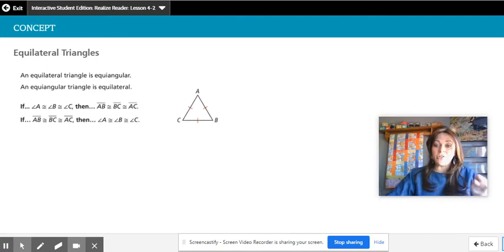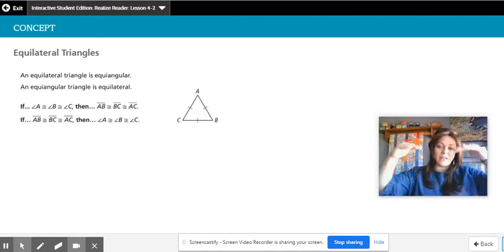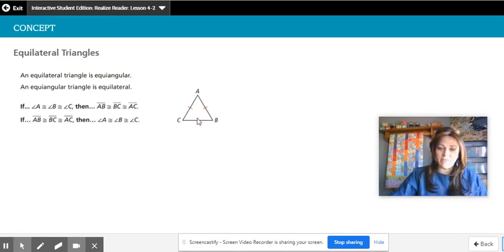Now keep in mind, I'm going to show you this on the next slide. But if I cover this up right here, this little tick mark, let me cover it, that's just an isosceles triangle. And we already know that if the two side lengths are the same, those two angles down here are the same. Okay.